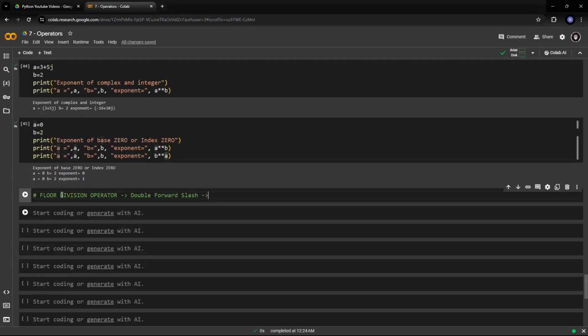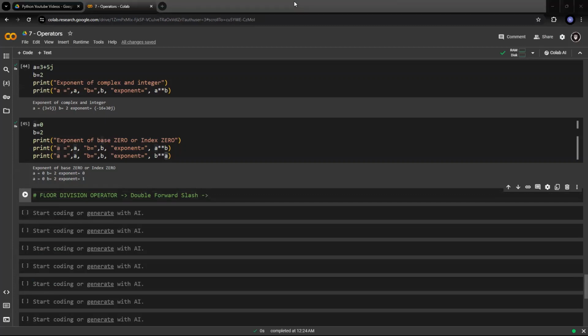So let's see some examples to understand. It's a bit complicated, but you also need to know, if one operand is negative, the result is rounded away from 0. Floor division of minus 9.8 by 2 returns minus 5. Pure division is minus 4.9, rounded away from 0. So let's see some examples.